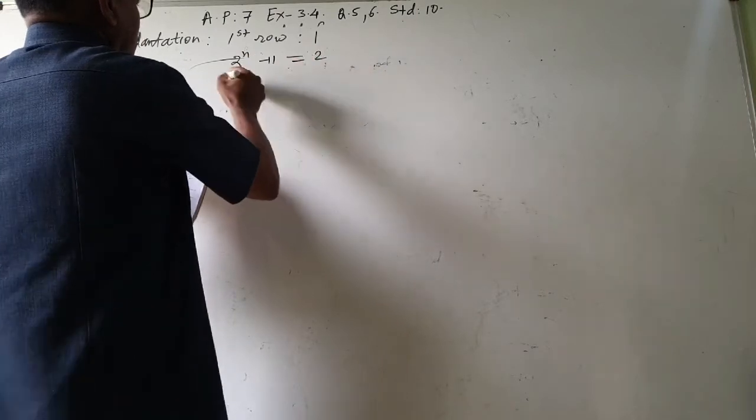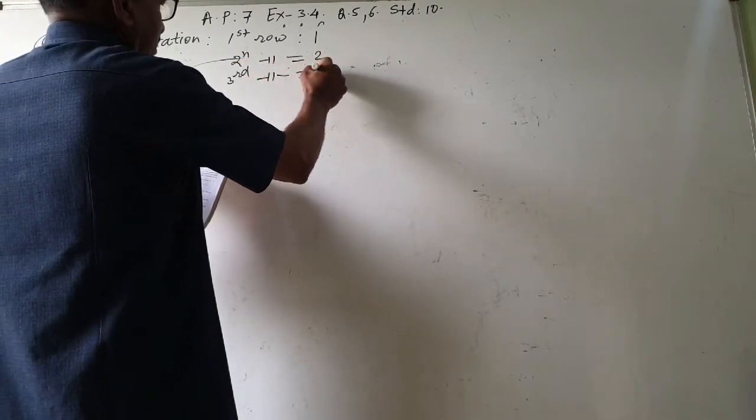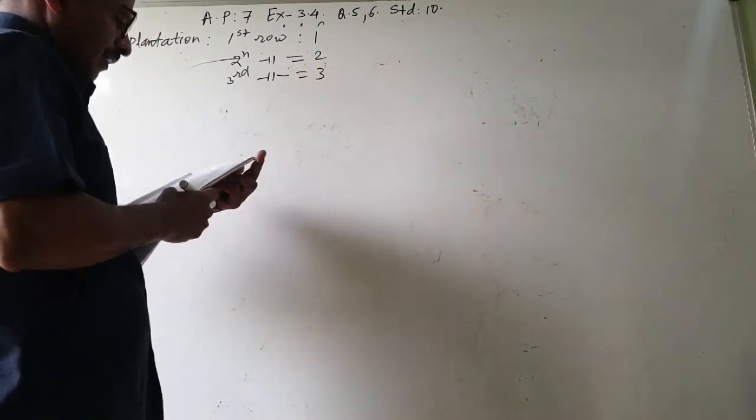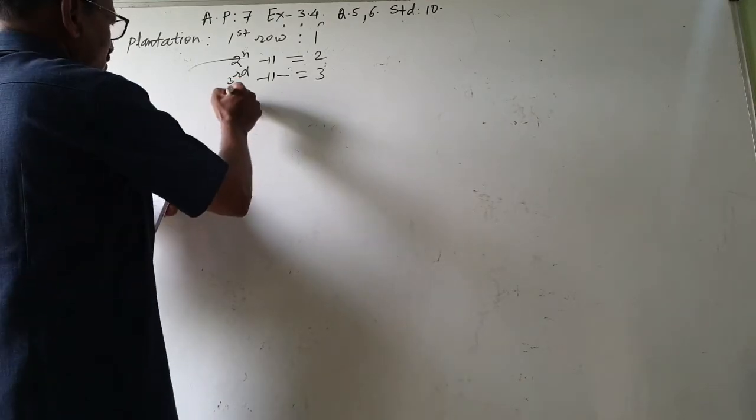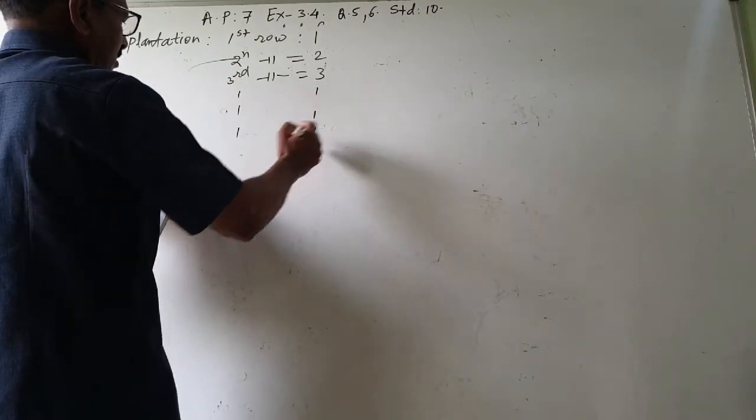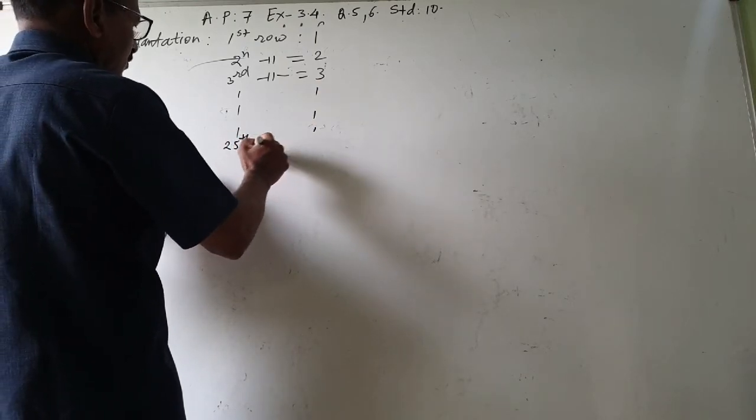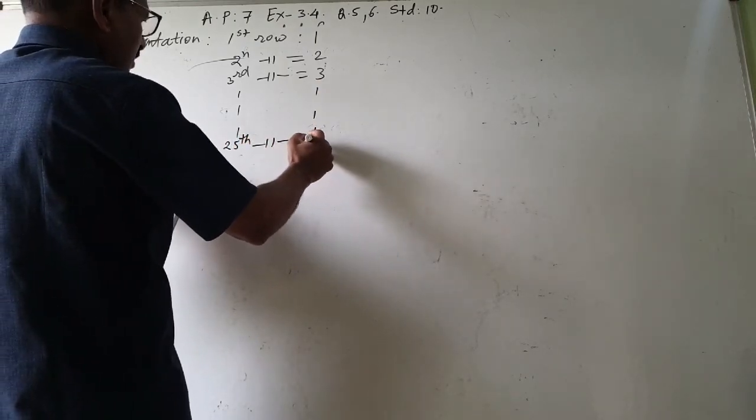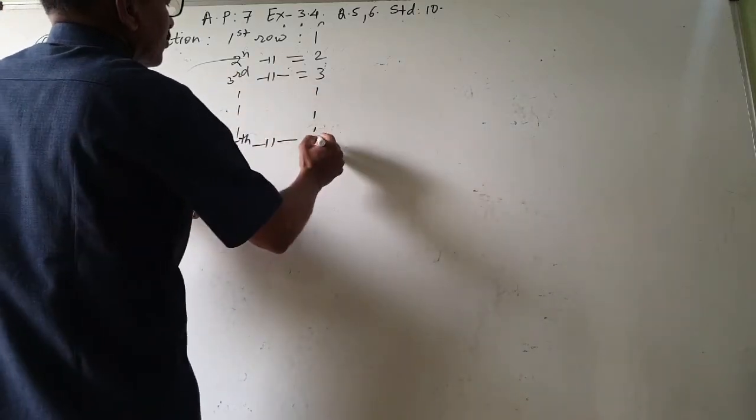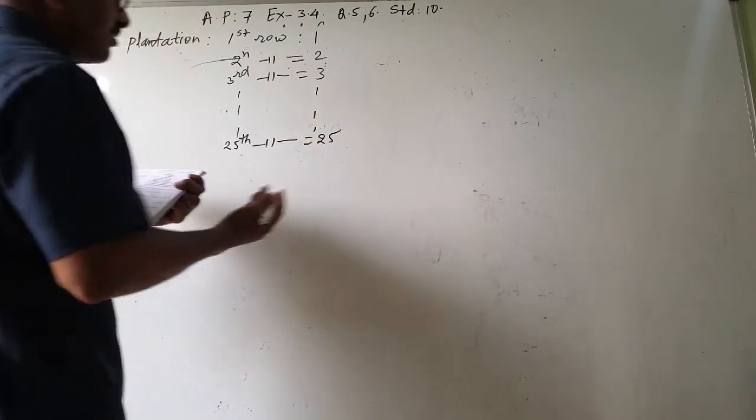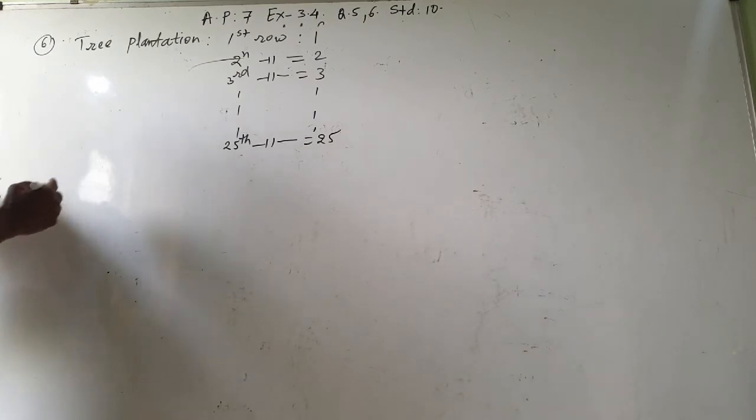Third row there are three. So find the total number of the trees and so on. They have done till the 25th row. Third row, third. So 25th will be 25. No doubt of it. So find the total number of trees.